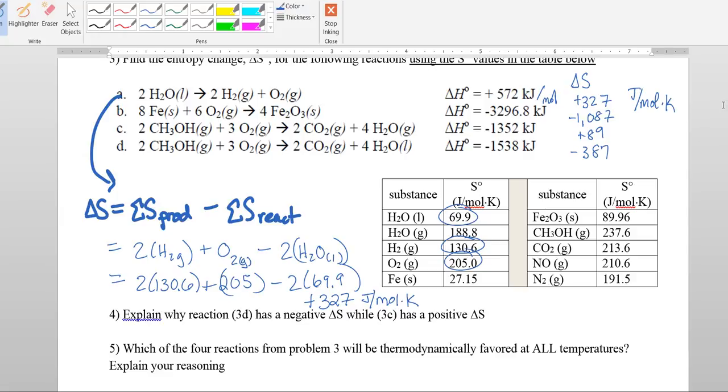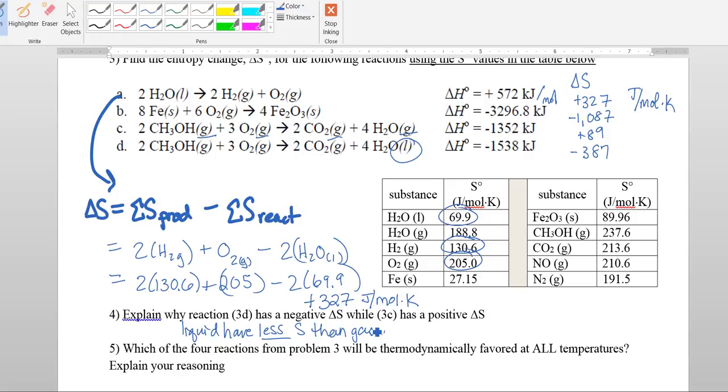Problem number 4. Why does 3D have a negative delta S and 3C has a positive delta S? So let's look at what's going on with 3D and 3C. They look very similar, these two equations. The only difference here is in C, everything's a gas, right? Whereas in D, one of these is a liquid. And liquids have less entropy than gases, because liquids are more orderly, so they are less disorderly. It's kind of weird with the double negative there.